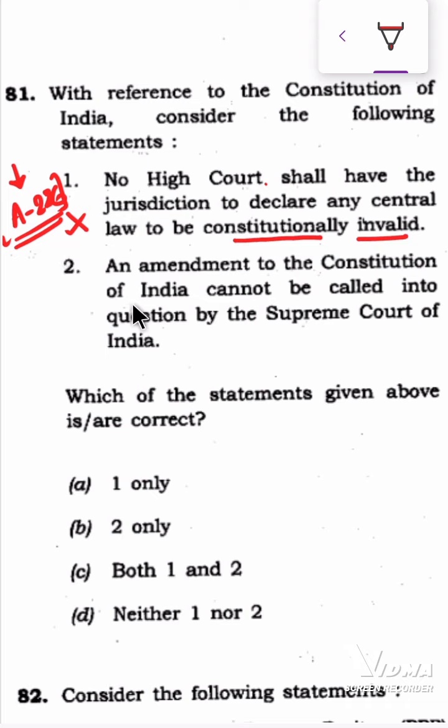An amendment to the Constitution of India cannot be called into question by the Supreme Court of India. No, this is wrong. In 2015 the Supreme Court struck down the NJAC Act, which was passed by the government, and the Supreme Court said it violates the basic structure of the Constitution and the separation of the executive from the judiciary. Hence, the Supreme Court actually annulled the amendment act passed by the Parliament. Hence, this statement is wrong. So option D is the right answer.